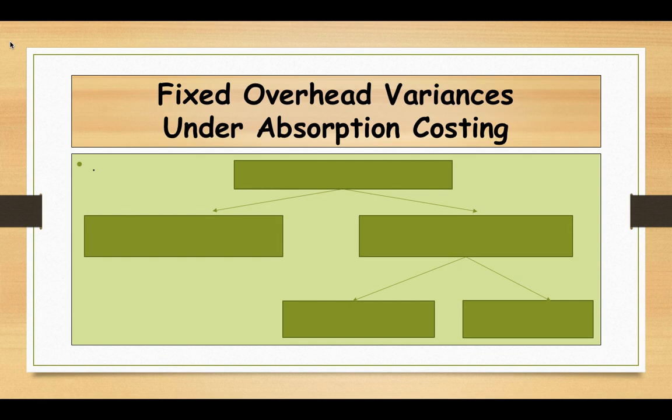We have seen under marginal costing, the only fixed overhead variance is the fixed overhead expenditure variance. But under absorption costing, the fixed overhead cost variance is subdivided into fixed overhead expenditure variance and fixed overhead volume variance. Fixed overhead volume variance is further subdivided into fixed overhead capacity variance and fixed overhead efficiency variance.